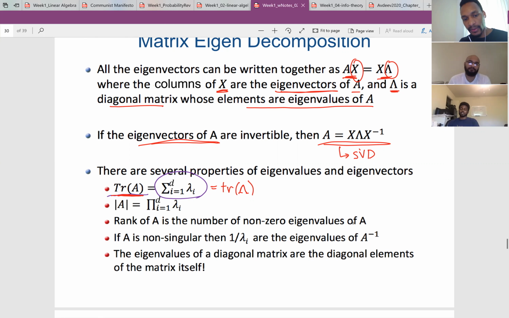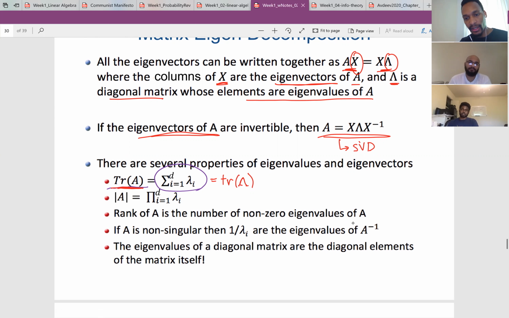That's why eigenvalues are so special. It's because they just relate to so many other properties. And the rank of A is the number of non-zero eigenvalues of A. So I guess they don't even have to be unique. They just have to be non-zero.